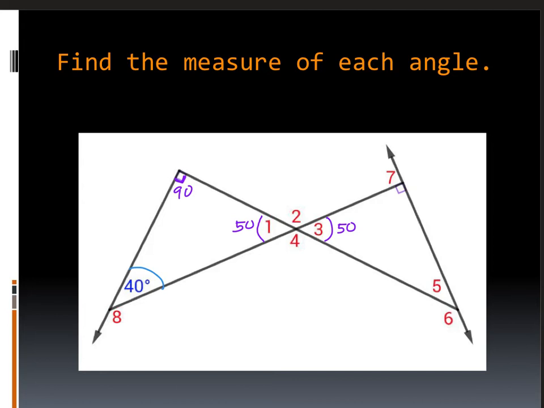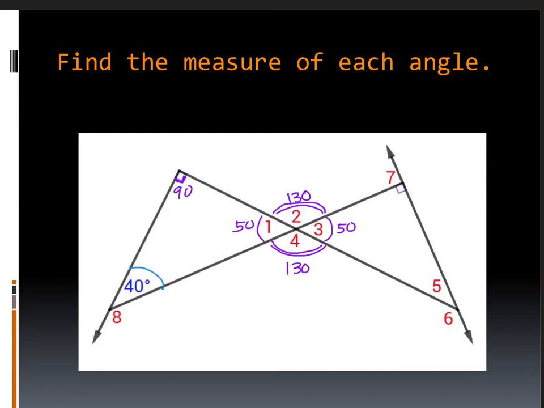If angle 1 is 50, we know angle 2 is 130 degrees because those make a linear pair. If angle 2 is 130, then angle 4 is 130 because those are vertical angles and vertical angles are congruent.